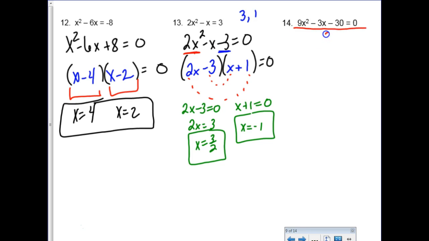So it's always a good idea in an equation that if you have a common numerical factor, you divide it out of there. It makes your number smaller. So my new problem is 3x squared minus x minus 10.